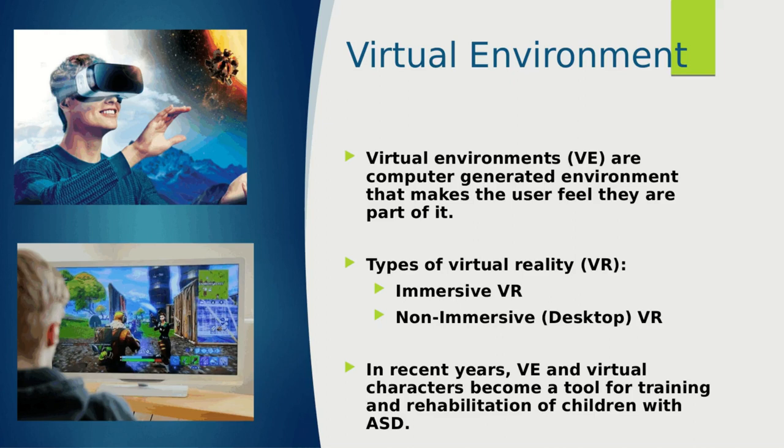So virtual environments, we have two types of virtual reality: immersive VR, in which the user is completely surrounded by the virtual environment via head-mounted displays or projection systems, and non-immersive or desktop VR, which is a type of VR that uses computer monitors or TVs as displays, such as video games. In recent years, virtual environments and virtual characters became a tool for training and rehabilitation of children with ASD.